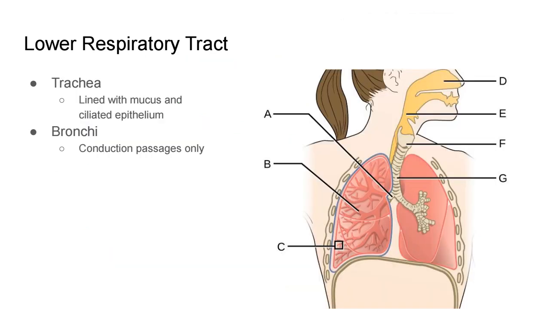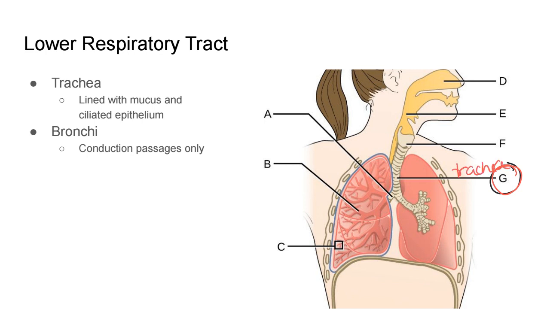So the lower respiratory tract is going to consist of the passageways for air as well as the lungs and the alveolar sacs, where you're going to have actual gas exchange. So the trachea is what we call our windpipe. It's labeled here as G. That would be our trachea.